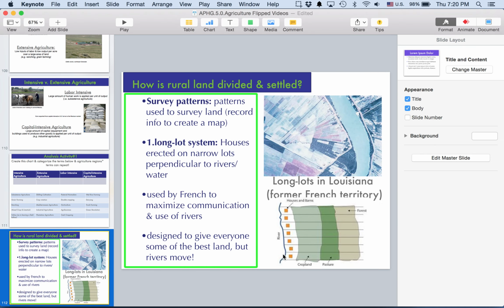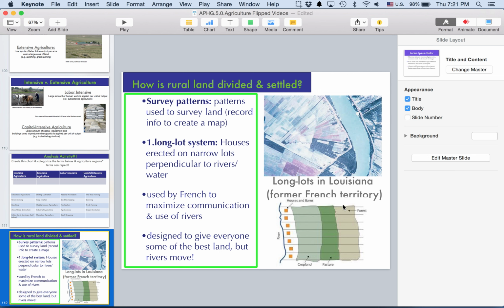You'll see that if there's a river right here, then clearly this is prime territory, prime real estate. So in a long lot system, all the people here all have access to that river. And then you're essentially dividing up the good and bad land. Good land being land close to the river, you've got cropland, you've got pasture, and then the forest, which is not particularly helpful if you were not a farmer.